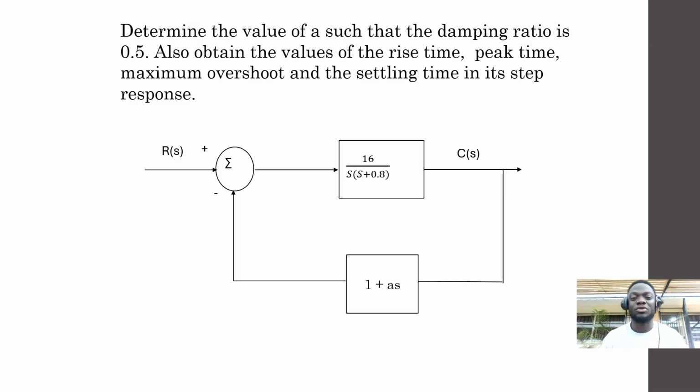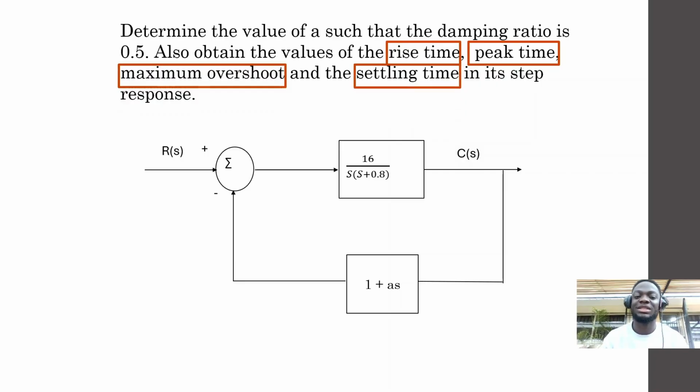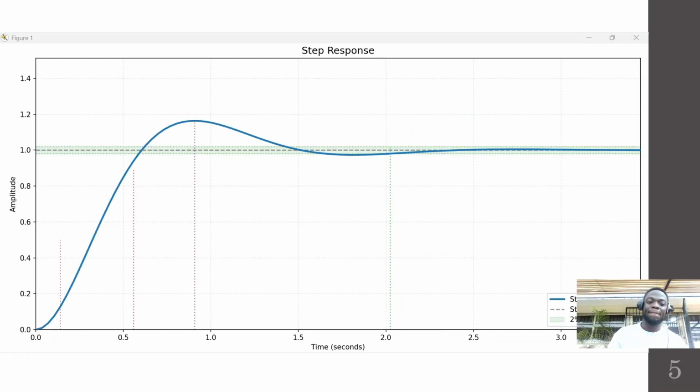In today's control system, we have this question. Determine the value of A such that the damping ratio is 0.5. Also, obtain the values of the rise time, peak time, maximum overshoot, and the settling time in its step response.